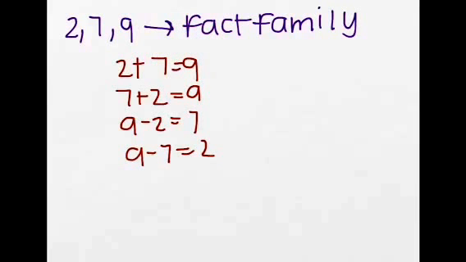Now let's talk about fact families quickly. 2, 7, and 9 are called a fact family. Here's why. 2 plus 7 is equal to 9, and by the commutative property, 7 plus 2 is equal to 9. But realize you can also rearrange it to get 9 minus 2 is equal to 7, and 9 minus 7 is equal to 2. So basically, these three numbers are able to form these 4 interrelated equations, which is pretty cool.